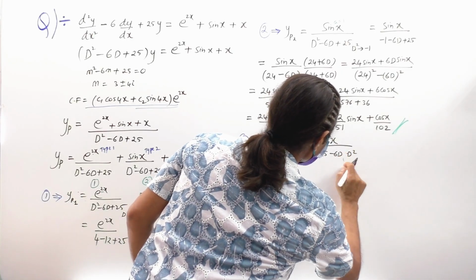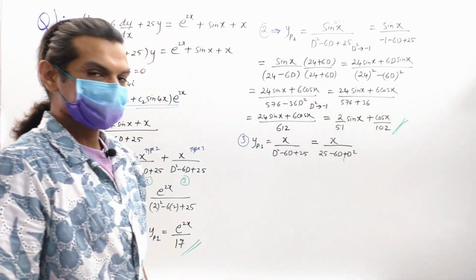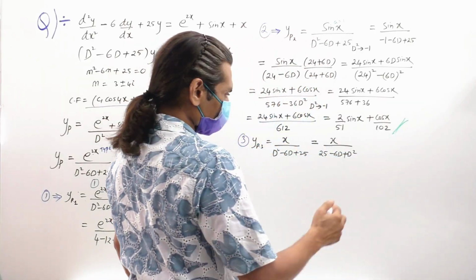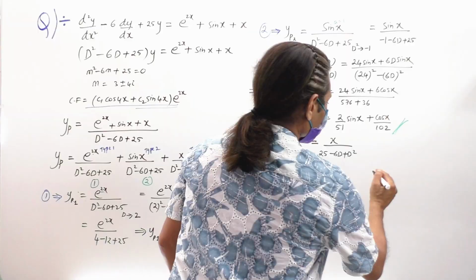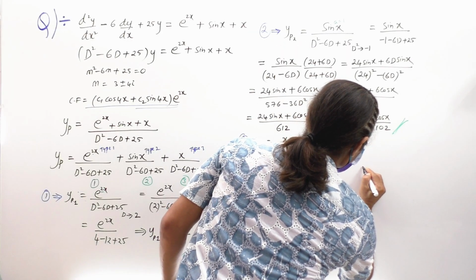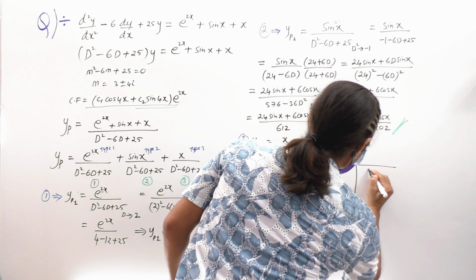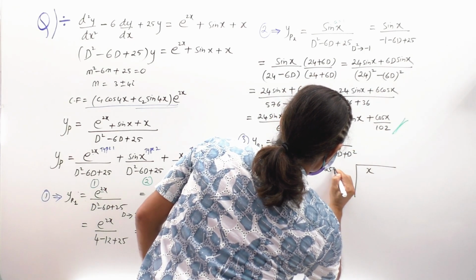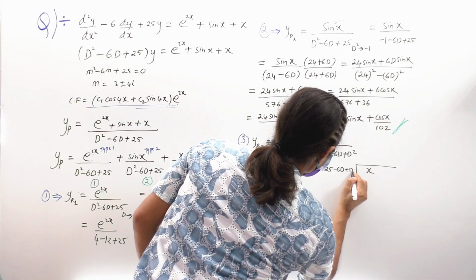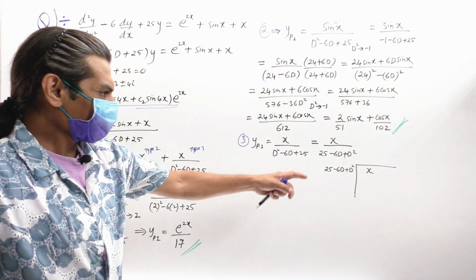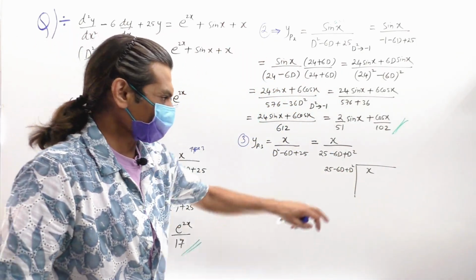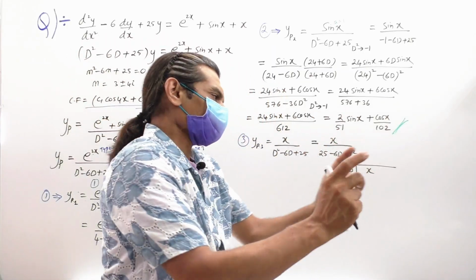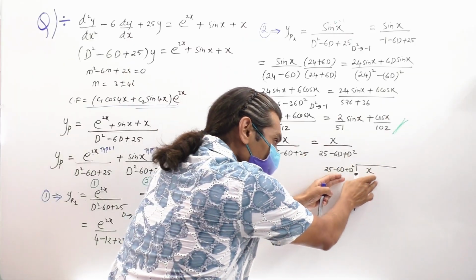So what I simply do is divide here. Let's divide and see what happens. I will divide it here: x divided by 25 minus 6d plus d square. What's the concept? First term by first term, because I want to remove this x here. The concept is simple, this is called long division, first term by first term.